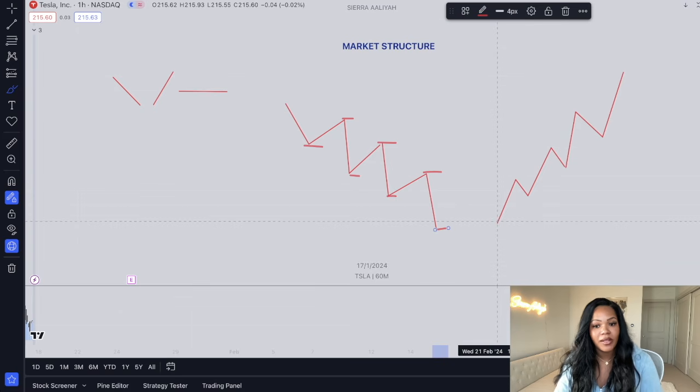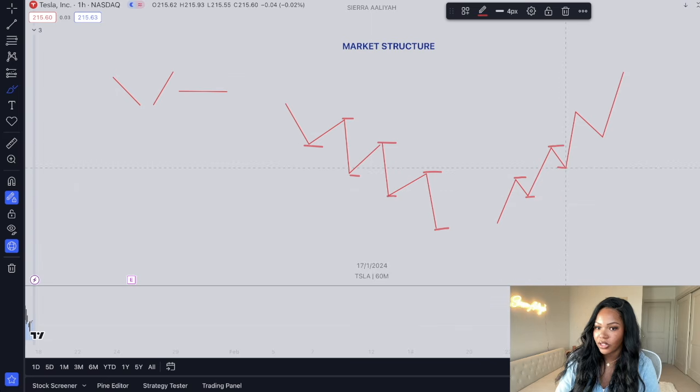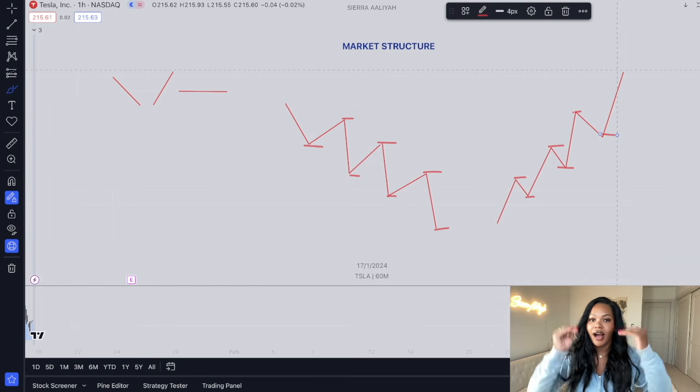With an uptrend, we have the opposite. We have a higher high, a higher low, higher high, higher low, higher high, higher low, and so forth. They're creating highs and lows, okay? There are highs and lows of uptrends and downtrends.